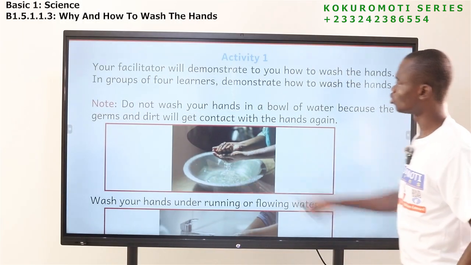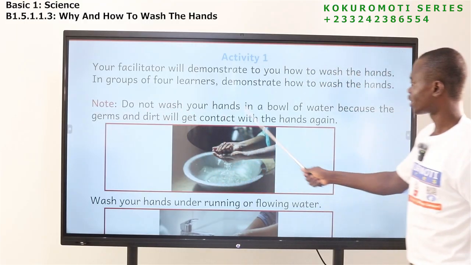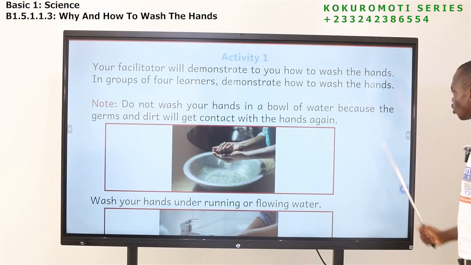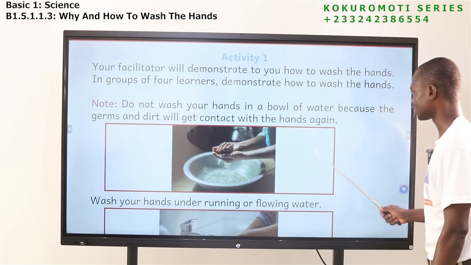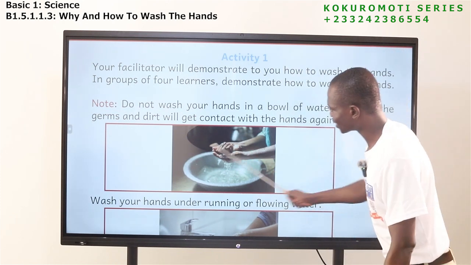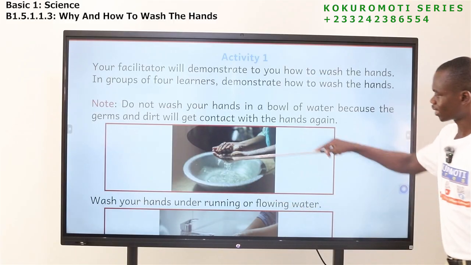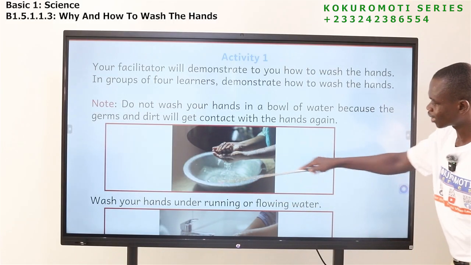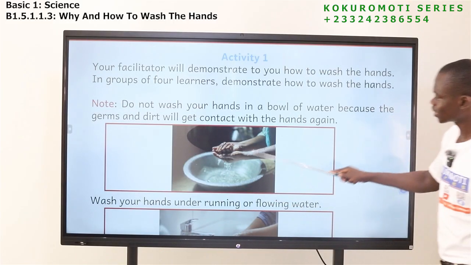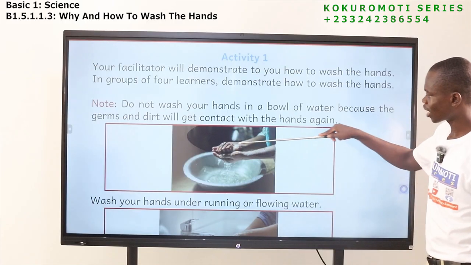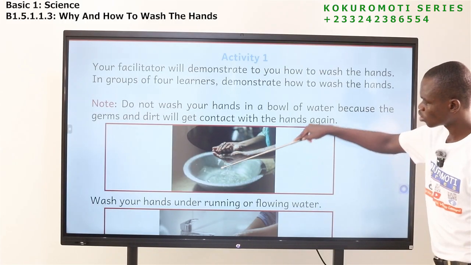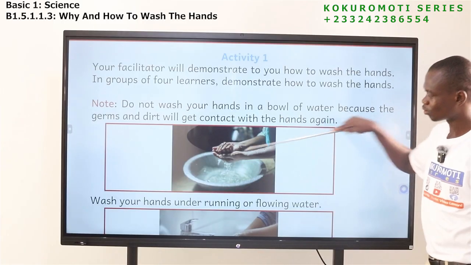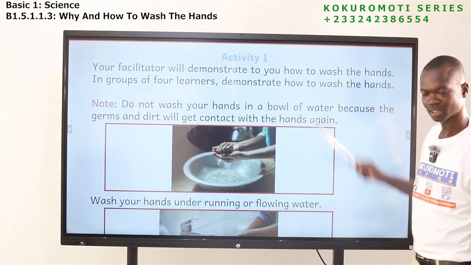Now let's look at this. Note: do not wash your hands in a bowl of water because the germs and dirt will get in contact with the hands again. So look at the picture here. There is a bowl, there is water here. So this bowl has what? Water in it. The person is washing his hands. After he has finished washing his hands, all the dirt will go into the water again, all the germs will be in the water again.